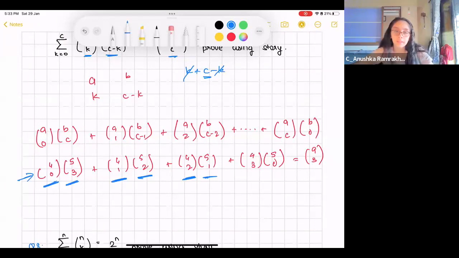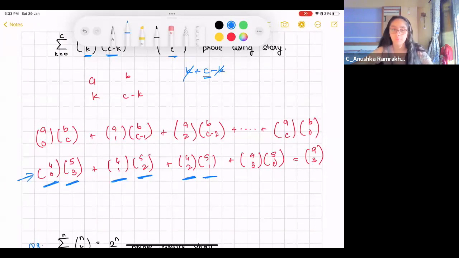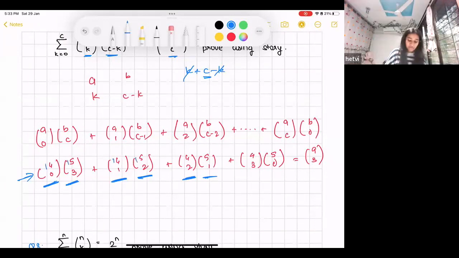But A and B depend on C? No. We can just take any terms to be A, B. This could be 14, 15, 14, 15, 14, 15. So out of 14, I'm selecting 0, and out of 15, I'm selecting 3. It would not make a difference. The identity would remain the same.